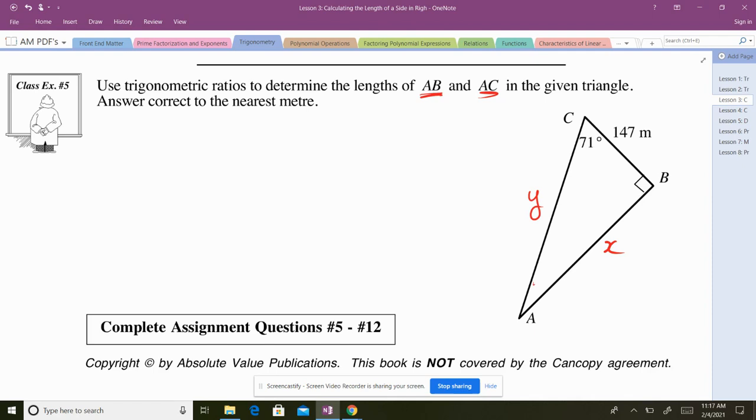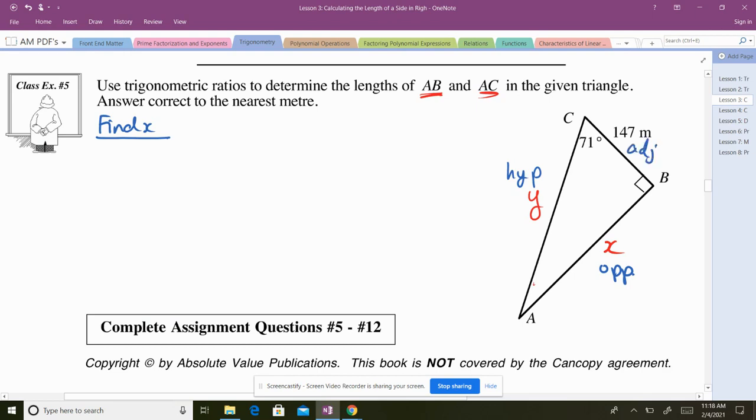Which one do you want to solve first? X? Might as well do X. Alphabetically correct. Okay, so let's find X. What's the first step? Label the triangle. What is side X? Opposite. What is side Y? And what is 147?